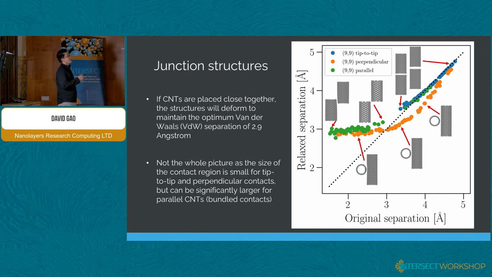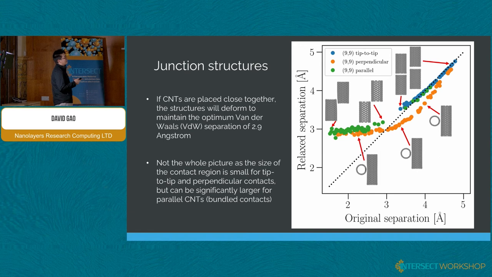So all of these nanotubes mostly like to sit the same distance away from each other in all of these different types of junctions. But this is not the whole picture, since the size of the contact region is really small for tip-to-tip junctions and perpendicular contacts, but it can be much, much larger for parallel nanotubes.